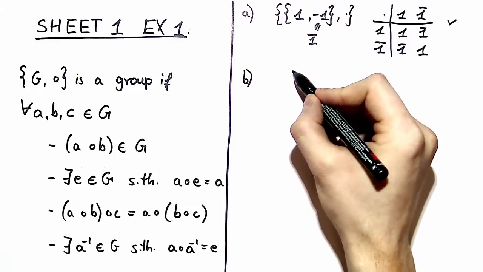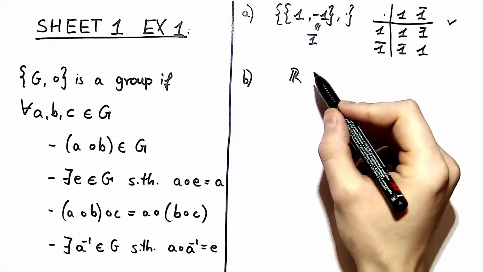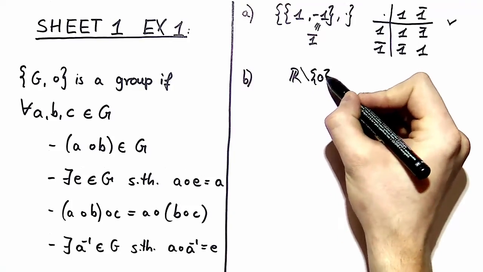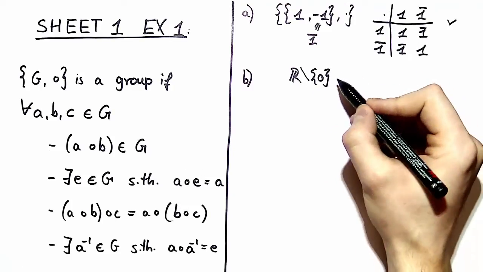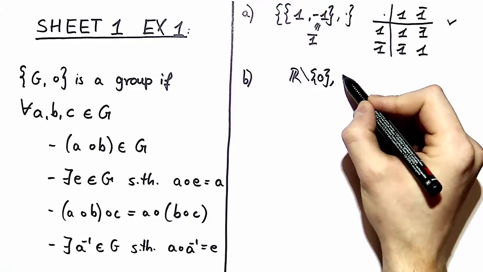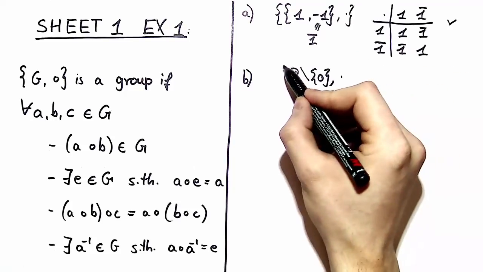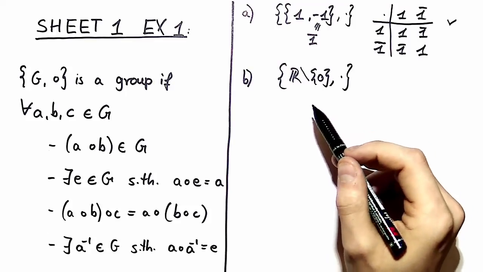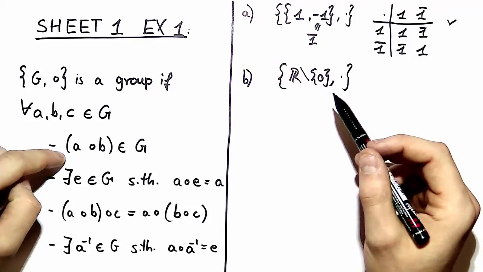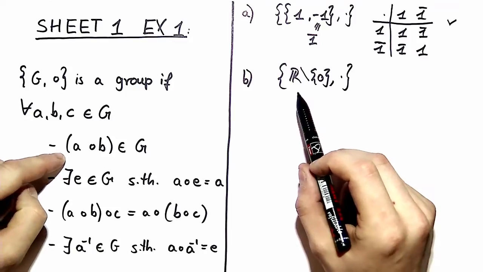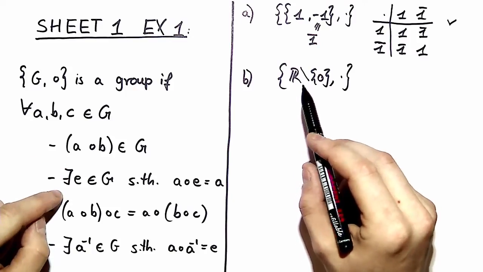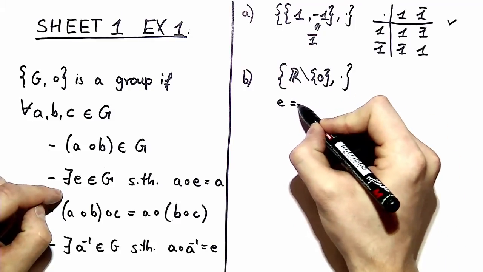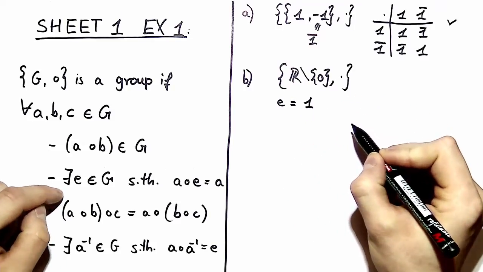In part B, we're taking the set of all real numbers, but we have to exclude the element 0 right here. The reason for that can be seen later. Now we're taking again the usual multiplication and check if this is a group. First of all, yes, the first rule is true. Every combination is still in the group. Secondly, yes, we have an identity element. Namely, the identity element is our 1 right here.